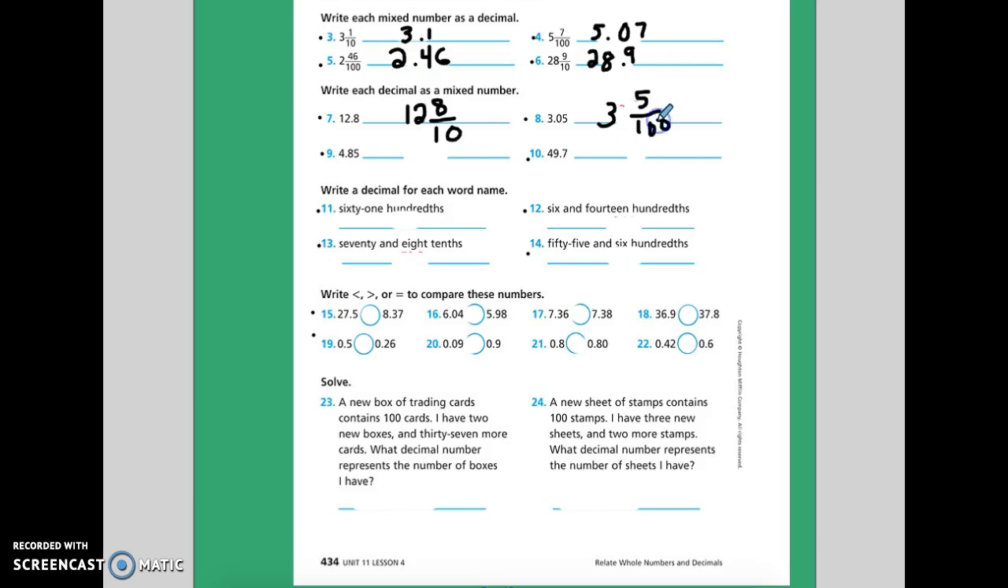Okay. All right, let's go ahead and try this one on your own. 4.85. Go ahead and write that out. And you end up with 4. We know it's in the hundredths spot, so I'm going to put 85 on the top. And then underneath it, the bottom of my fraction is going to be 100 because it's in that hundredths spot. All right, great job.